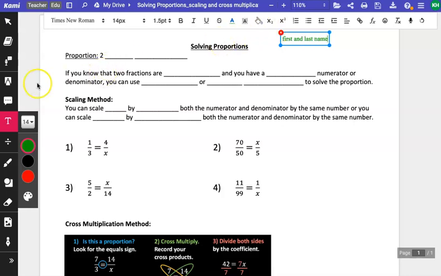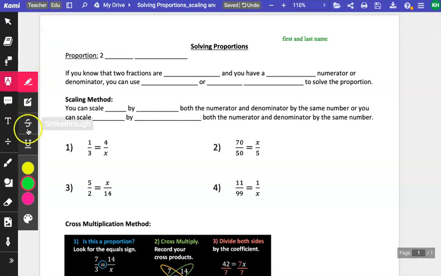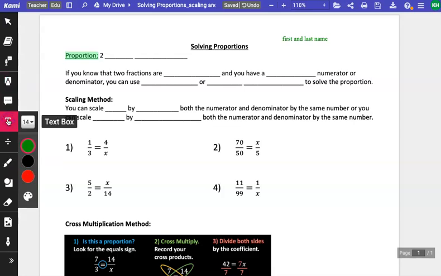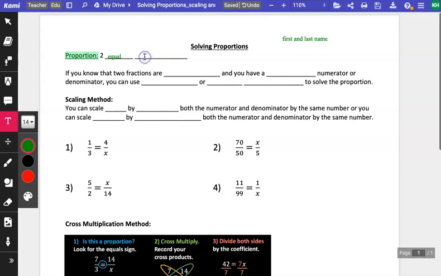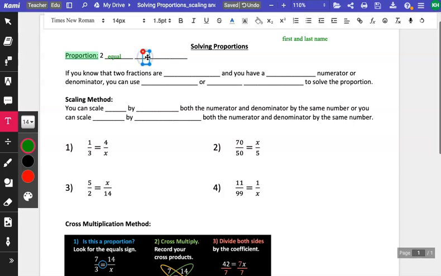Once you've recorded your name, go over to the markup tool. Choose the color you want to highlight in and click the text highlighter up here at the top. And I'm going to highlight the word proportion. The first thing we're going to do is type in the definition of proportion. So I go back to the text box and choose the color I want to use. A proportion is when you have two equal fractions.